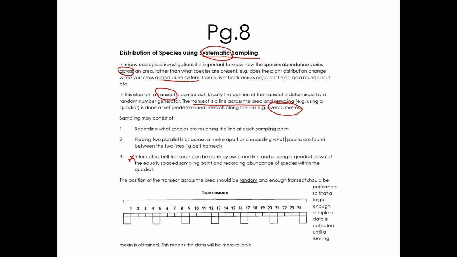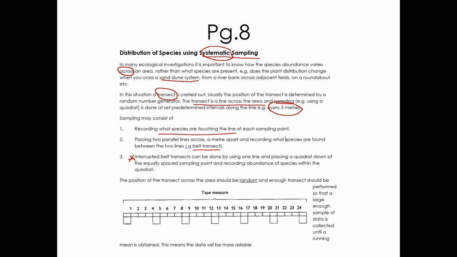However, the examiner might pick slightly different transect methods. So you can actually just place your tape measure across the area and record all the species that touch the tape measure, the line of the transect. You can also place two tape measures parallel to each other to create like a belt across the area being sampled. And then you can record all the species that are found between those two lines. The interrupted belt transect is quicker than both of those.